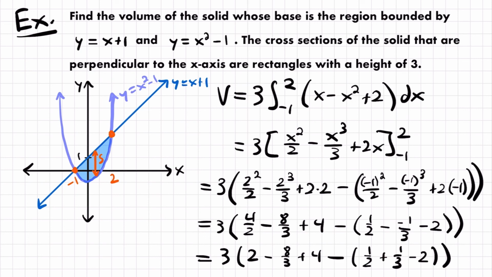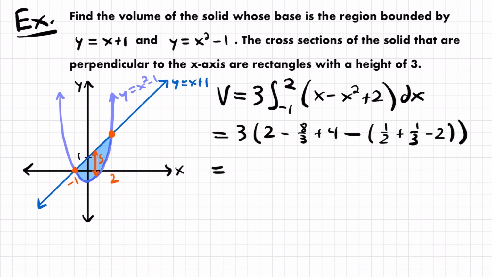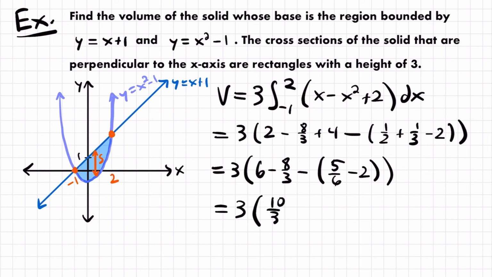All right, and so let's clean up our work here one more time. This will be equal to 3 times 2 plus 4 is 6, so we'll have 6 minus 8/3, and then we will subtract 1/2 plus 1/3. That's equal to 5/6 if you were to get a common denominator on both of those fractions, and then add their numerators, and then we still have minus 2. And 6 can be rewritten to be 18/3 because 18 divided by 3 would be 6. And so 18/3 minus 8/3 would be 10/3. And so this is equal to 3 times 10/3 minus 5/6 minus 2.